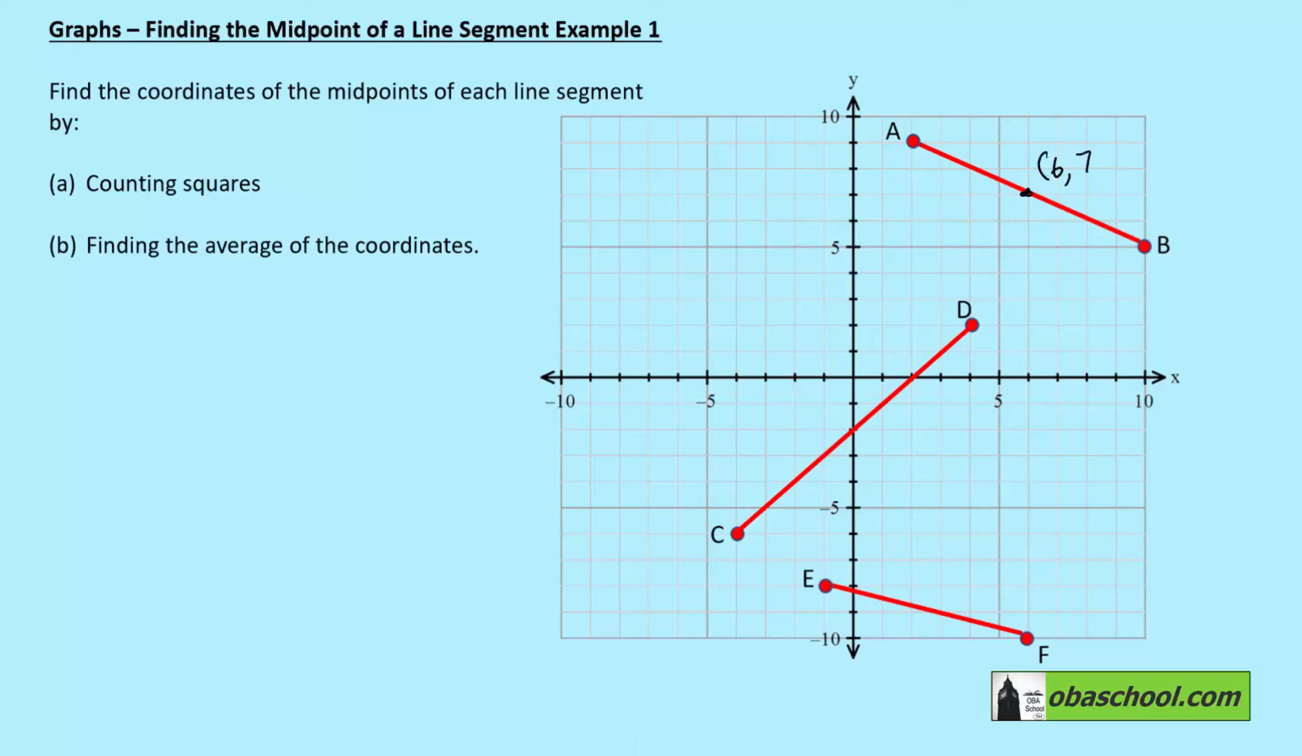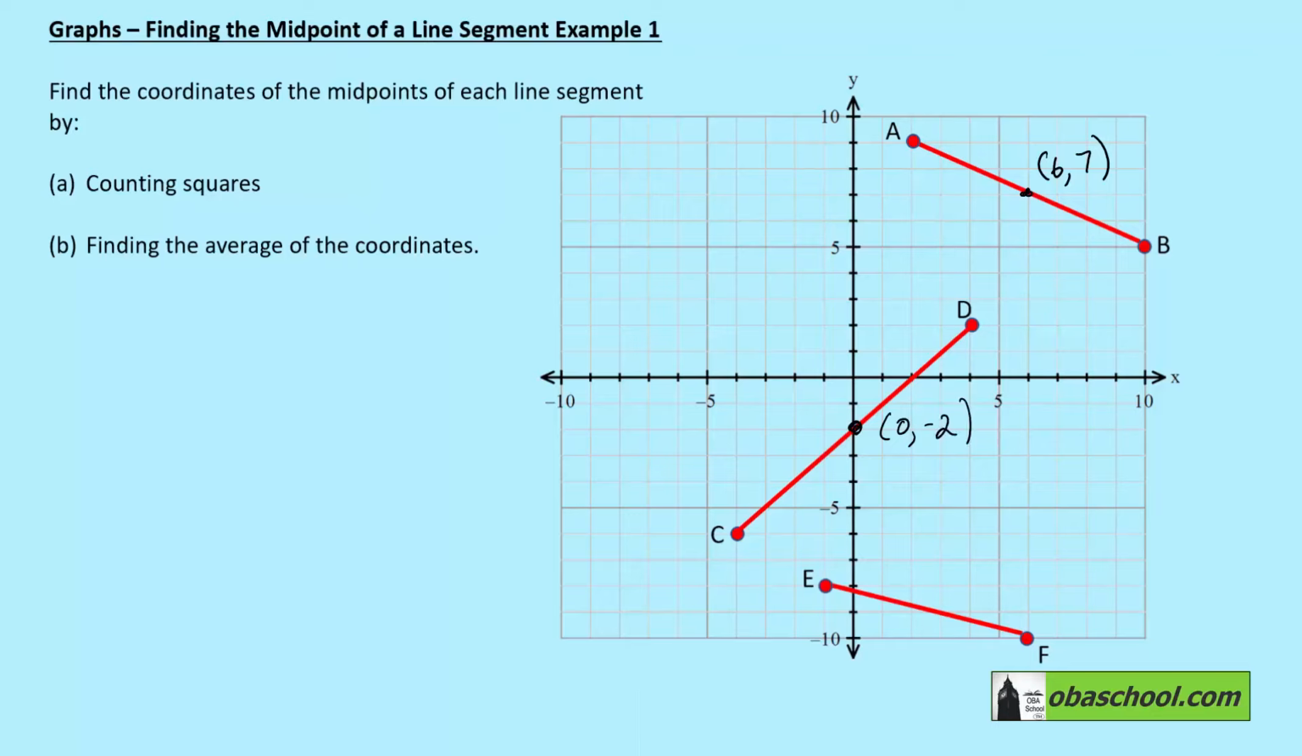For this one, it's 1, 2, 3, 4, 5, 6, 7, 8 across, and 1, 2, 3, 4, 5, 6, 7, 8 up. So 4 and 4, 1, 2, 3, 4, 1, 2, 3, 4. So that will put me there at 0, -2.